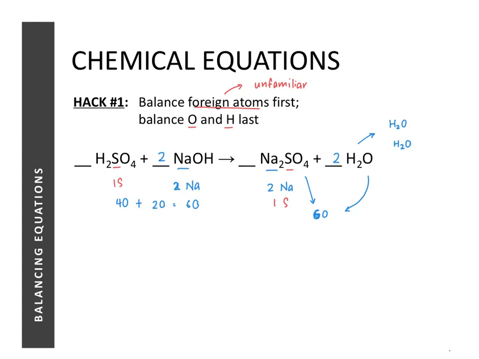Let's look at hydrogen atoms. There are 4 hydrogen atoms on the left, and now if we look at the right, there are also 4 hydrogen atoms. So this equation is now balanced. So now the balanced equation looks like this.